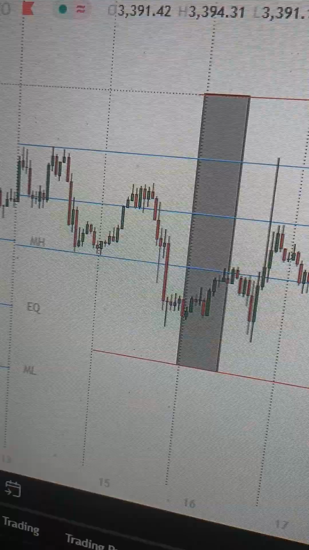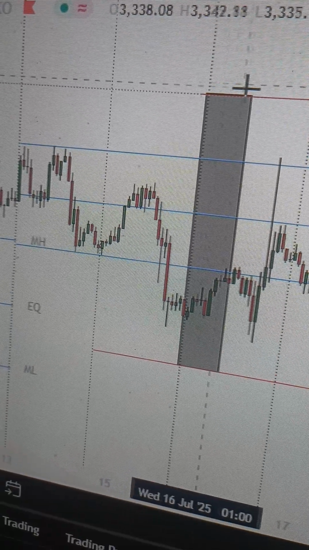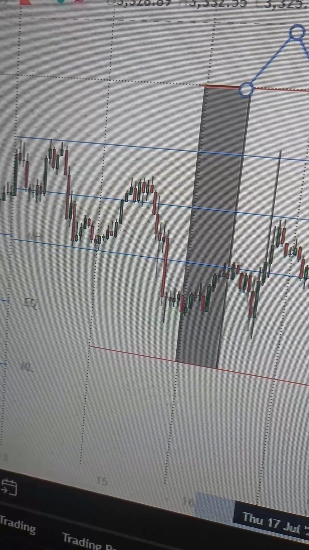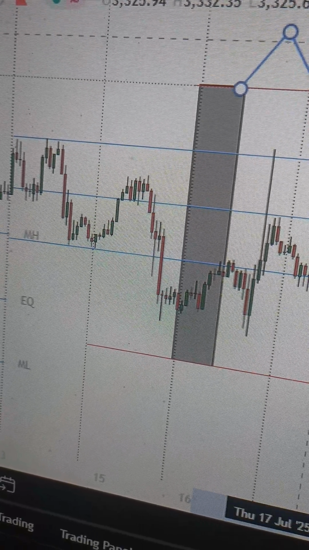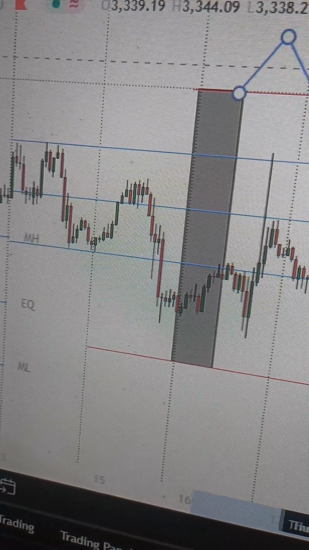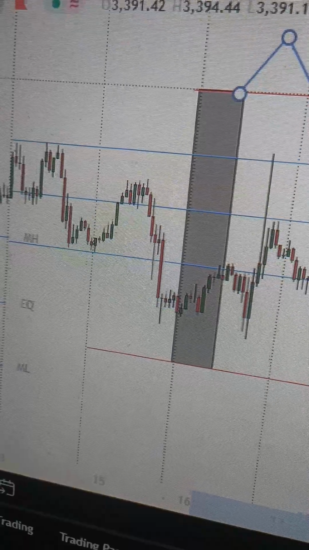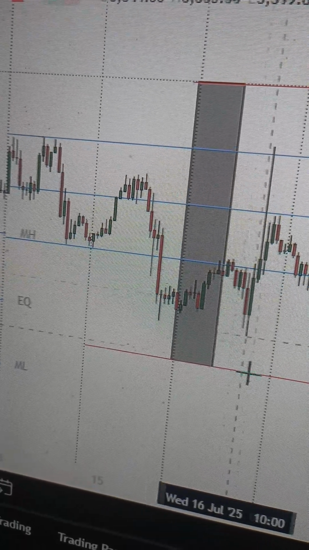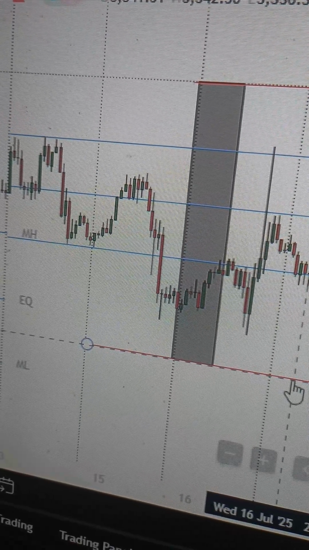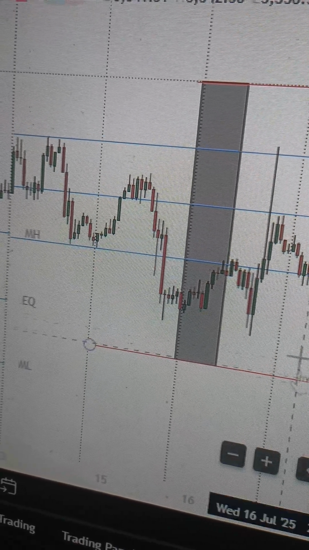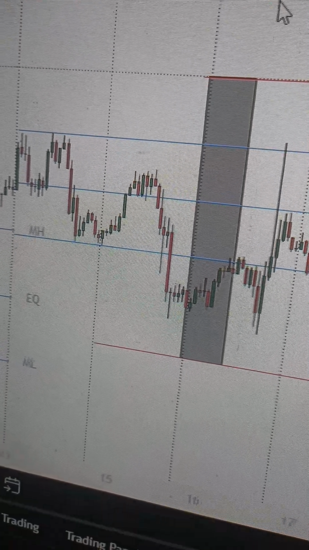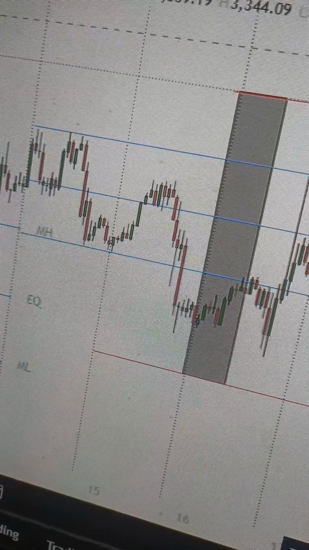So what happens here? If the market breaks outside, we expect a retest of this range and we continue going up, right? Or we break up and then we come to the 50% and then we continue. Or we break down, retest this low, go down, or we break down, come to the 50% and continue going down. So these are the options that we have.